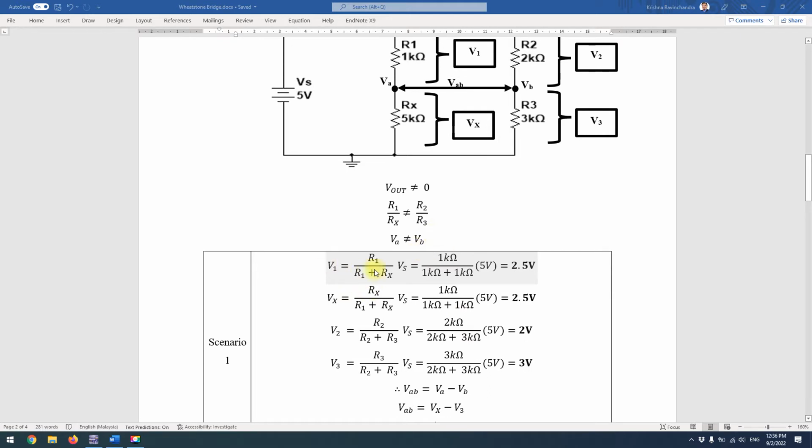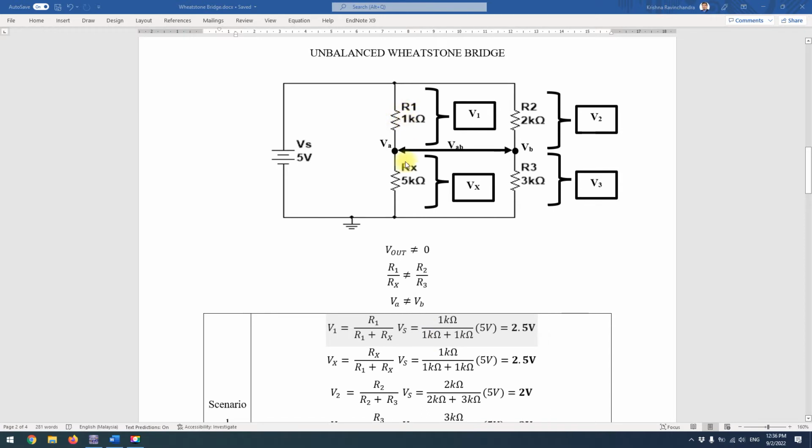It's a pretty straightforward voltage divider calculation. As you can see, the Rx right now is 5k, and since this is an unbalanced Wheatstone bridge, V out is not equivalent to 0. Therefore, we conclude that R1 over Rx is not equivalent to R2 over R3, which is to say that VA is not equivalent to VB. That is our statement over here.